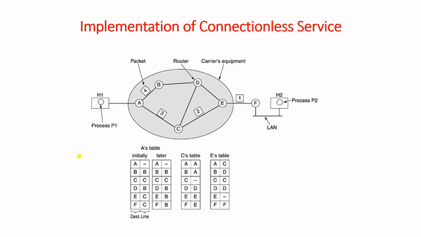It can be different also, and later the situation can change. See here, at the end, from A to E and A to F, it is changed to B. This routing decision can be changed at another time. In this way, all the routers maintain their own tables.